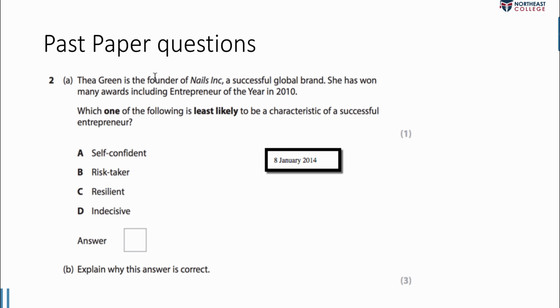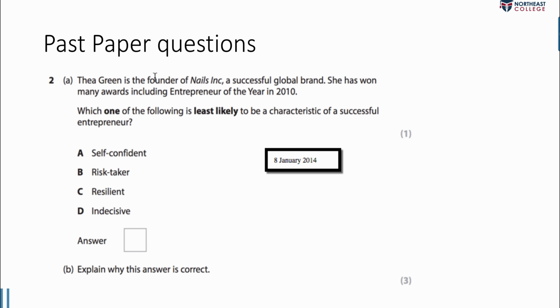Oh my God, you cannot be indecisive when you're an entrepreneur. You need to be able to make good decisions. So that is the answer. D is the answer. So what you need to do is just write D where you have the answer somewhere here. Then, of course, explain why this answer is correct. So explain why indecisive is correct. All right, why is indecisive correct?